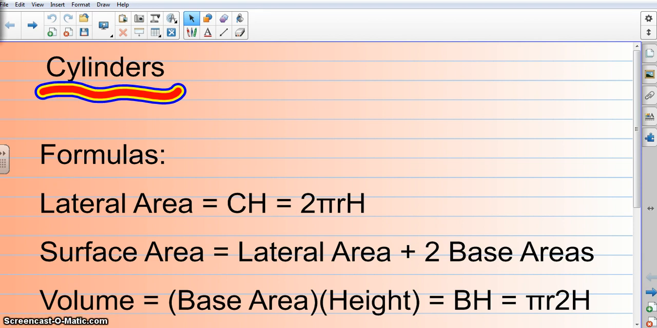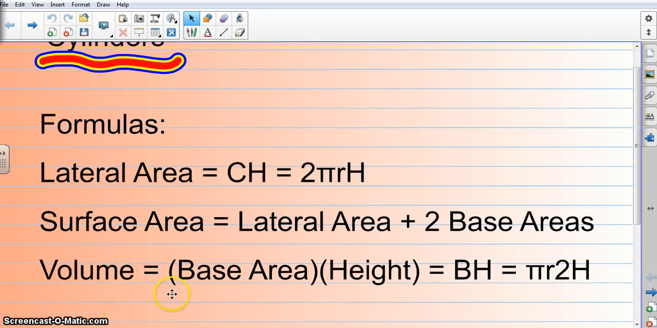The formula for lateral area is circumference times height, which is 2 pi r h, where h is the height of the cylinder. The surface area is the lateral area plus 2 base areas. That should be familiar because it's the exact same formula we used when we worked with the prism.